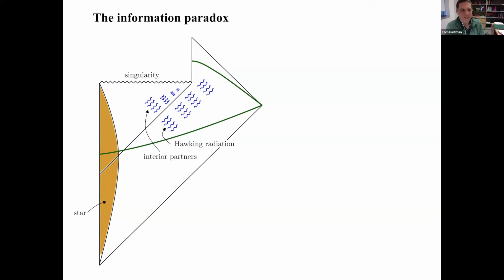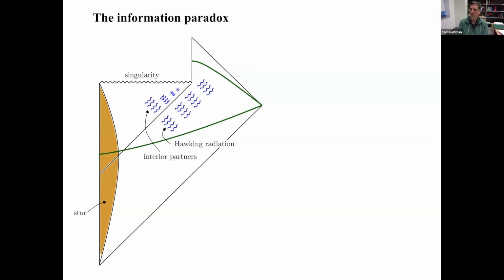So in the past, we have a star. Time is going vertically. The star undergoes gravitational collapse. It forms a black hole. Then there's a singularity, which is the squiggle, and the horizon is the line at 45 degrees. And Hawking radiation is shown in the picture as these blue squiggles.